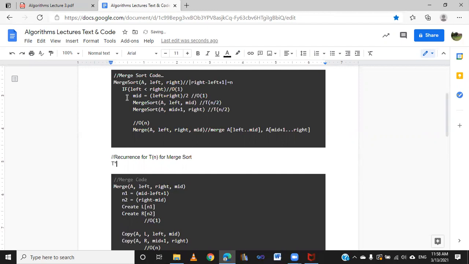T of n for merge sort: in order to solve merge sort on an array of size n, we need to solve it on an array of size n by 2, and then we need to again solve it for an array of size n by 2. So this is like the left side, the right side, plus, this is important, plus the time taken on this call of size n.